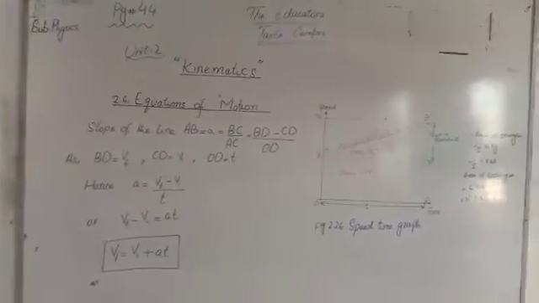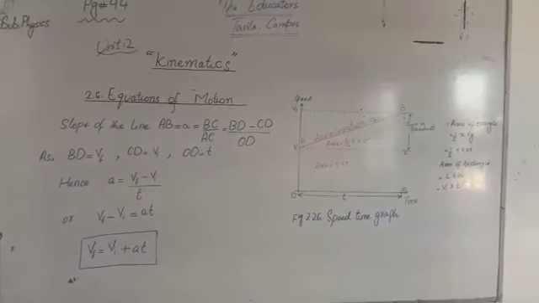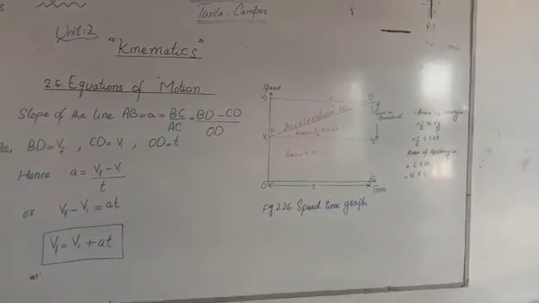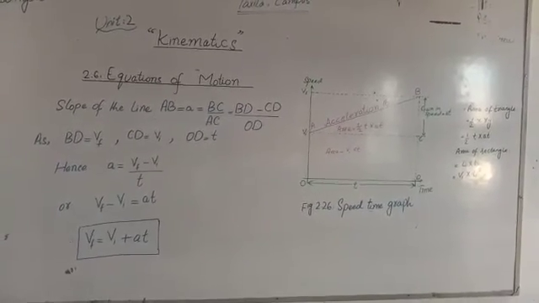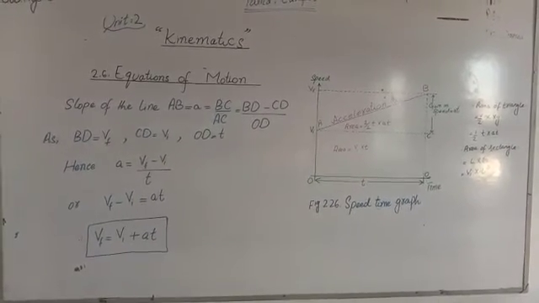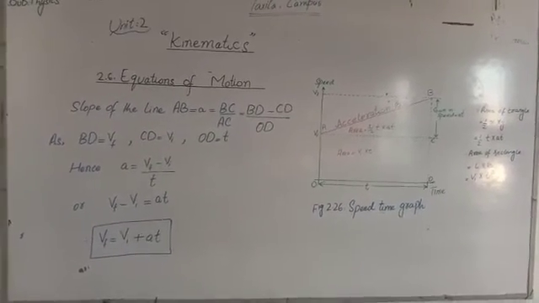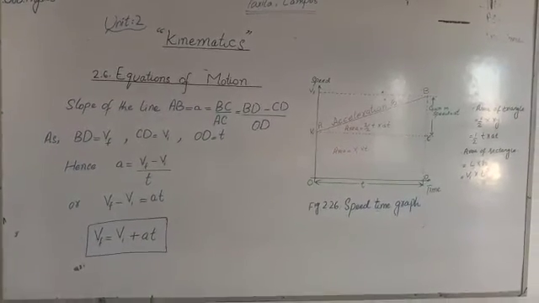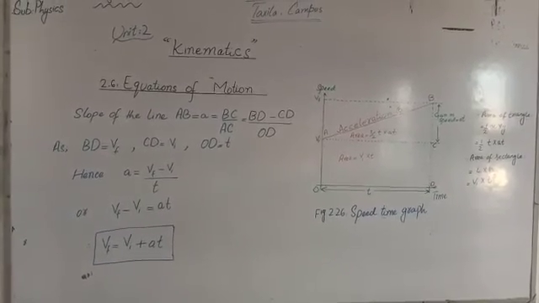Here BD is Vf, meaning final speed or velocity, and CD is initial velocity, and OD is time. We put all these values in the slope equation to find out the acceleration. From this acceleration value, we will separate out the Vf value. So we will get Vf is equal to Vi plus at. This is the final answer of the first equation of motion.